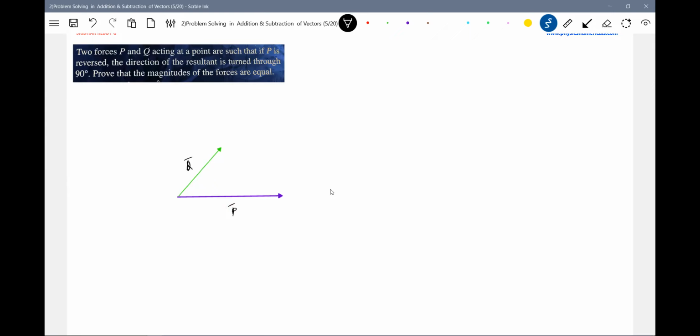So that if P is reversed, the direction of the resultant is turned through 90 degrees. So now, what is the resultant? The resultant is here, let me call this R1. Now after rotating, the direction of the resultant, such that if P is reversed, only P I'm going to reverse. So let me reverse the P.